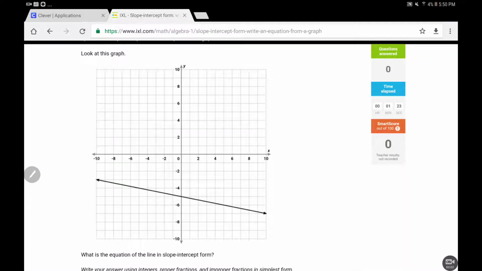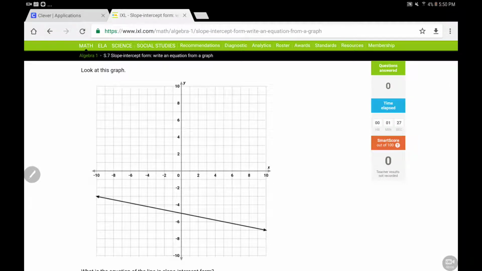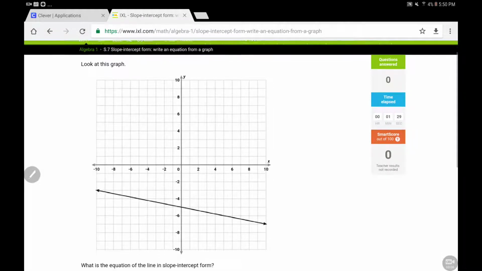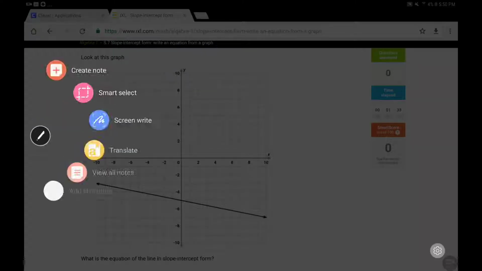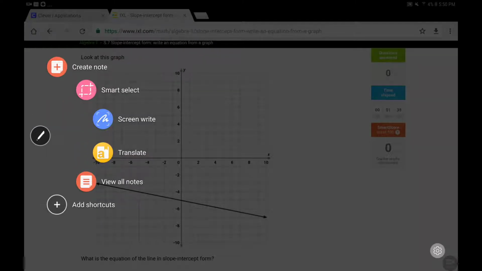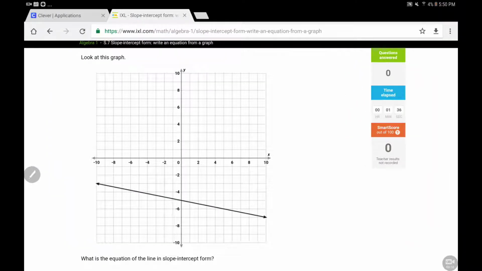Hey everyone, I want to take you through just a couple questions on how to do slope-intercept form from a graph. So just remember that every linear graph will have two things typically. Y equals mx plus b is the form we want.